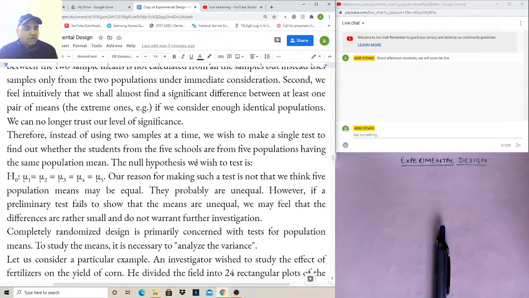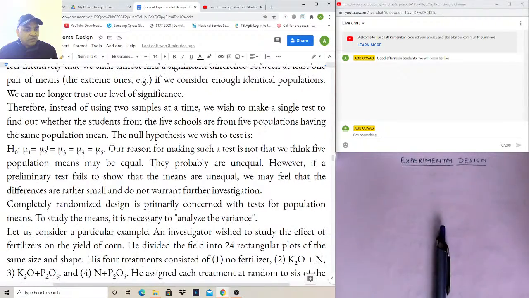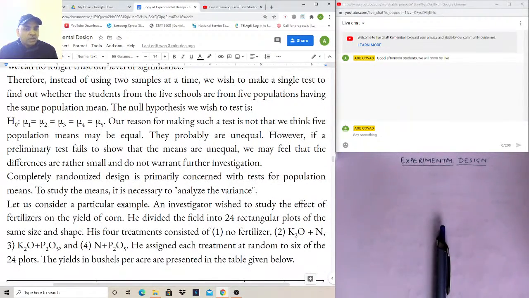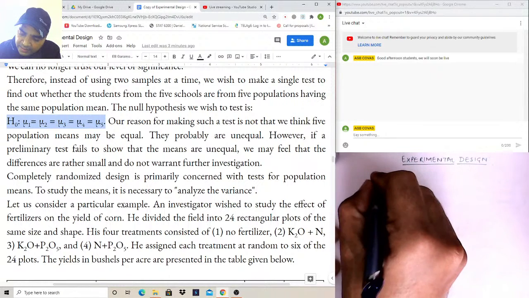So instead of using two samples at a time, we wish to make a single test to find out whether the students from, let us take an example, 5 schools, or from 5 populations, have the same population mean, right? So our null hypothesis will be that mu1 is equal to mu2 is equal to mu3 is equal to mu4 is equal to mu5.